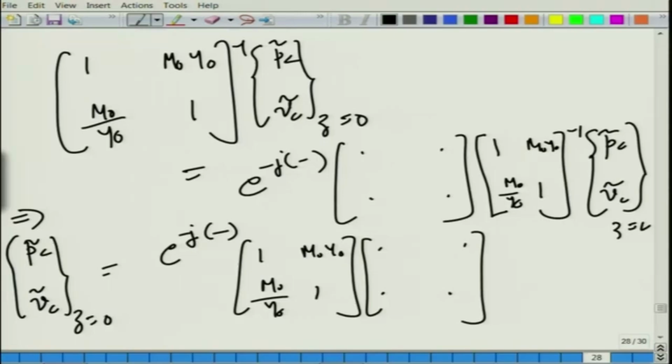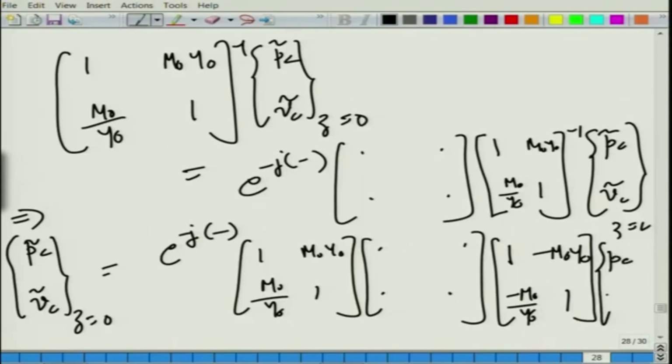When we do some linear algebra, you could go to some symbolic package like Mathematica or Maple, or do some hand calculation and figure out for yourself that the inverse of this matrix is nothing but 1 over 1 minus m_0 squared, times the matrix 1, minus m_0 y_0, minus m_0 by y_0, 1, and here you have your P_c V_c at z equal to L. After all this algebra and pre-multiplying, the equation I just presented very cleanly reduces to the following form.